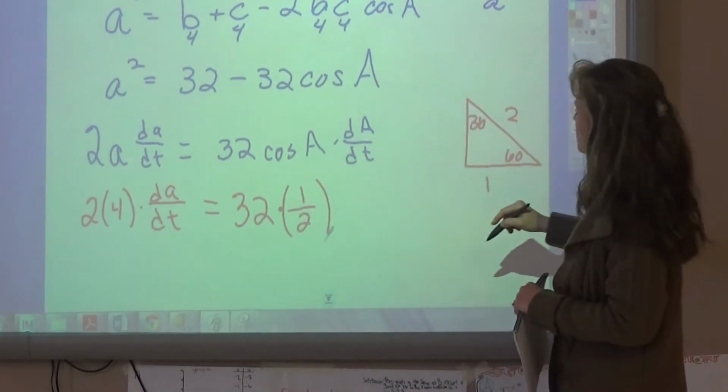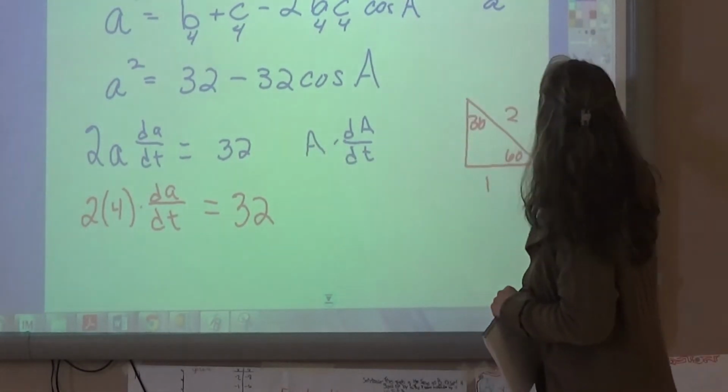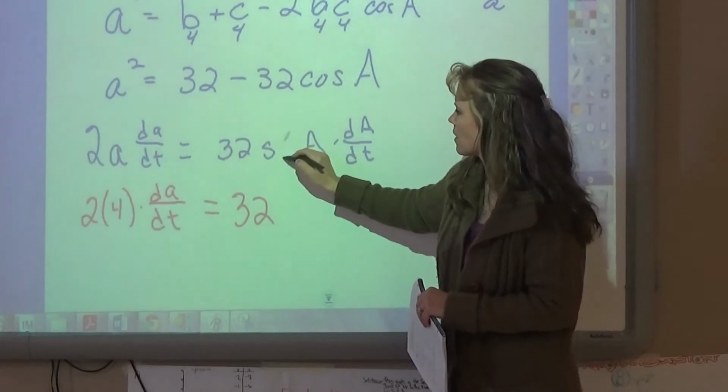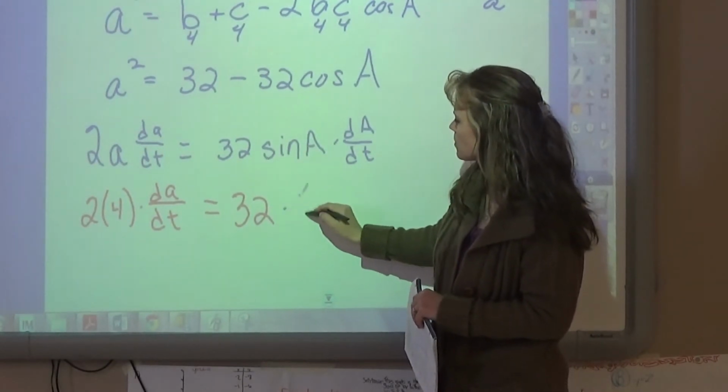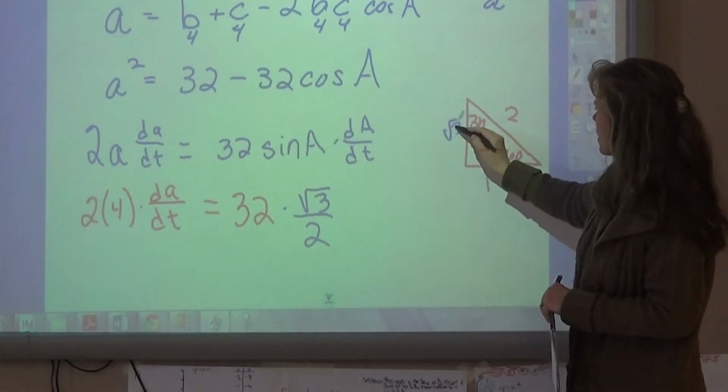Nope, I forgot. I didn't do my derivative correctly. This should be sine. Try again. I don't think I'm going to start this video over, but so, there we go. So this will be square root 3 over 2 because of my reference triangle.